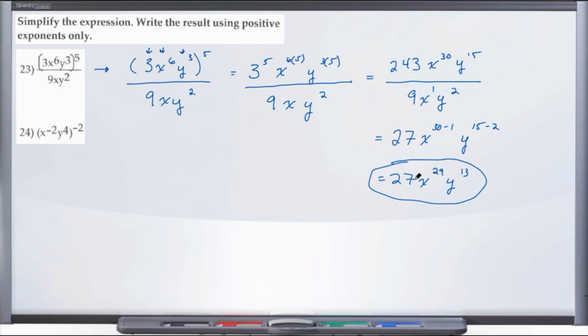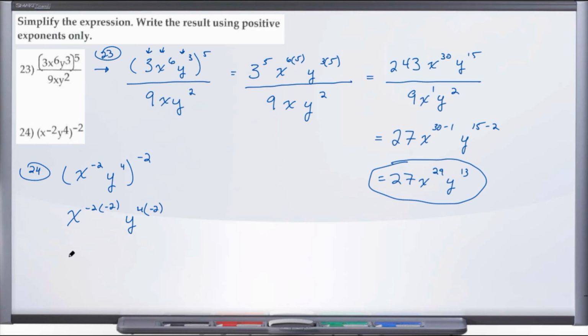All right, let's take a look here at number 24. So this was 23, and 24 I'll go ahead and write down below. So we have x to the negative 2, y to the 4th, and this whole thing is being raised to the second power. Well, again, just like we did up here, when we had a power to a power, we multiplied. Same thing. So we're going to have x to the negative 2 times negative 2, y to the 4th times negative 2.